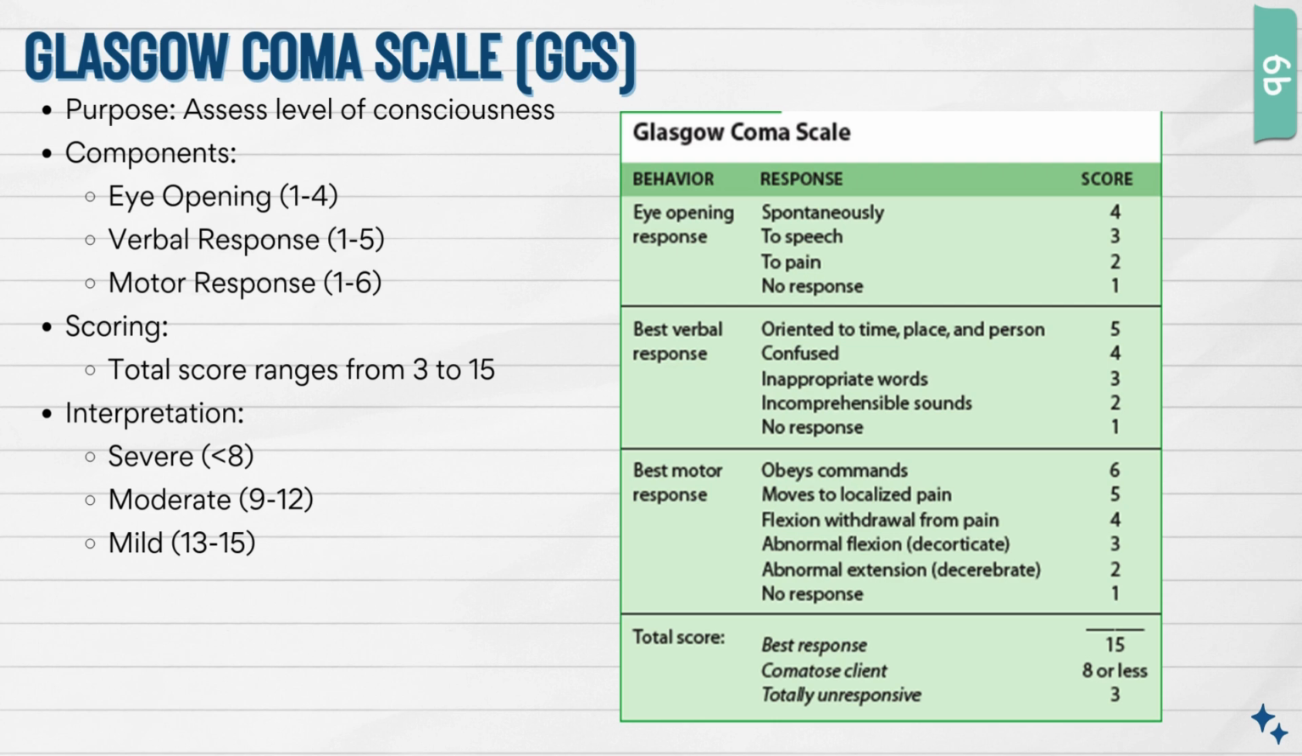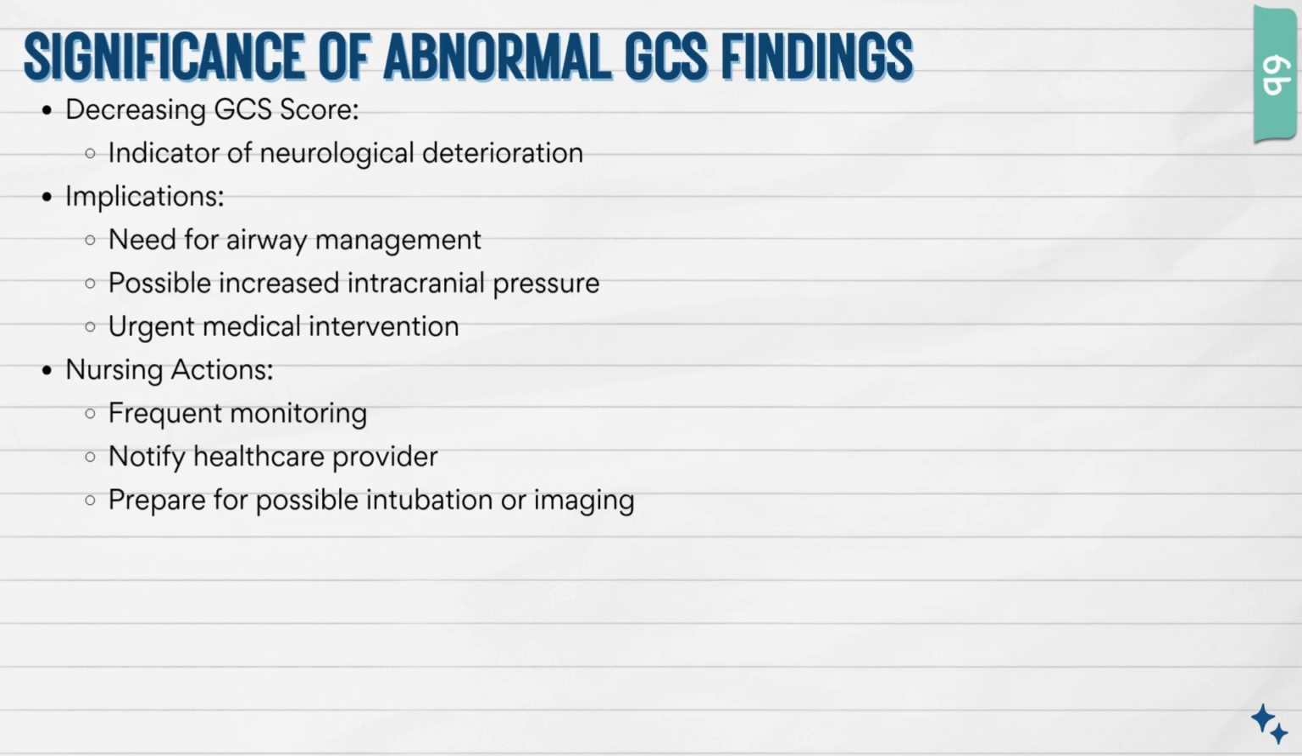But anyways, this is the scoring, and you can pause, look at it. It's pretty self-explanatory. This is a very common assessment that we do on all patients that come through the ER, especially if they're a trauma patient or something neurologically, or even psychological, like any psych patients that come through. Okay, so the significance of the GCS findings.